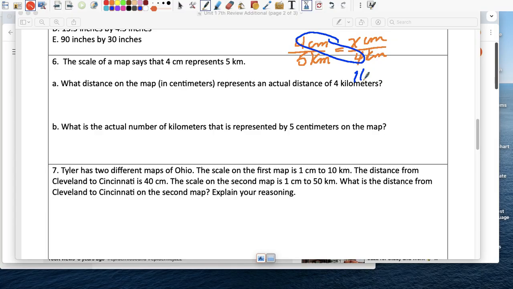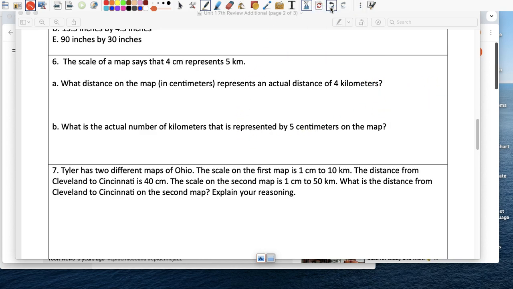4 times 4 is 16. 5 times x is 5x. Divide by 5. Sorry, did I say 5? 16 divided by 5. Sorry, 3.2. So in centimeters, 4 kilometers is 3.2 centimeters.